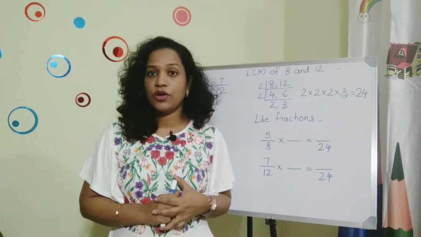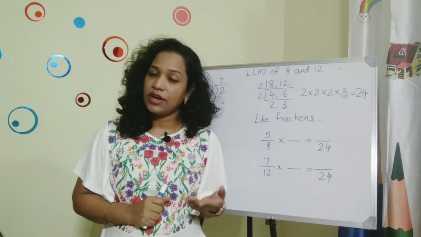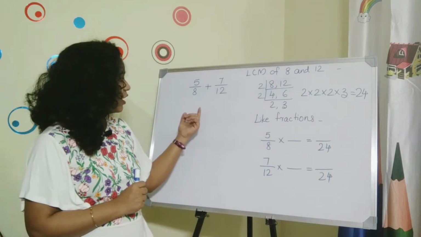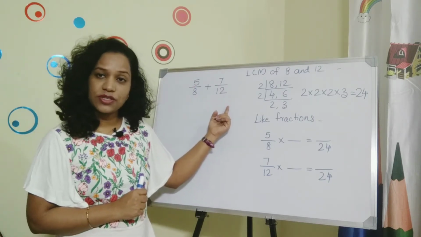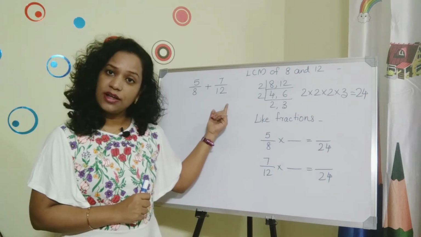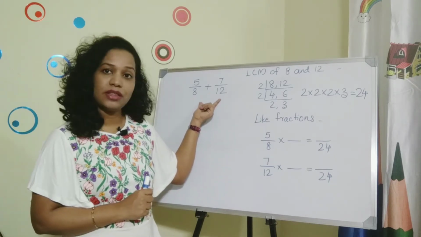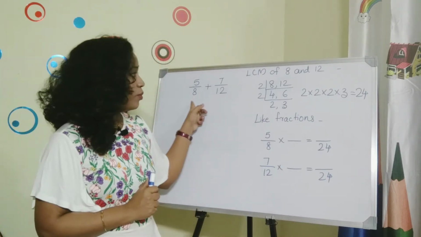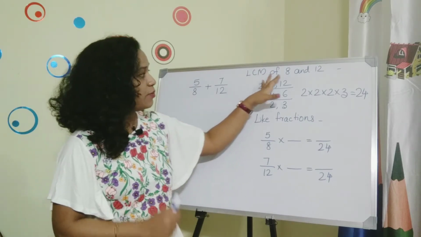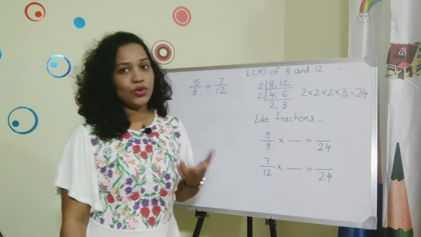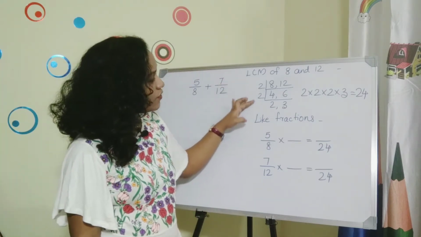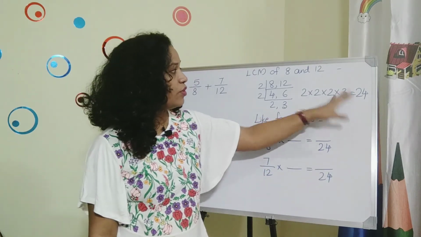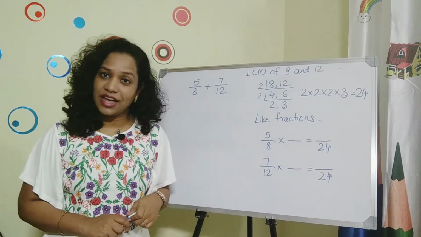If the addends are not like fractions, before adding we have to convert them into like fractions. Here in this question we have two unlike fractions. That means their denominators are different. So how can we make them like fractions? The first step we have to do is finding the denominators' LCM. LCM of 8 and 12. So you know to find LCM. So here I have written 2 into 2 into 2 into 3 is equal to 24. So 24 is the LCM of 8 and 12.